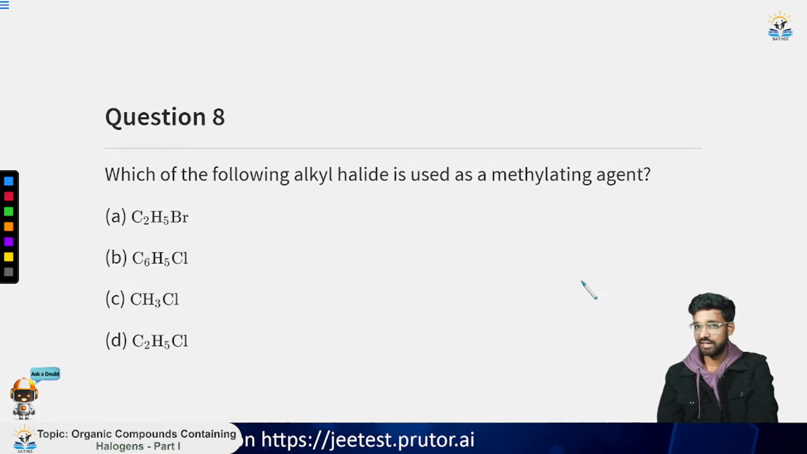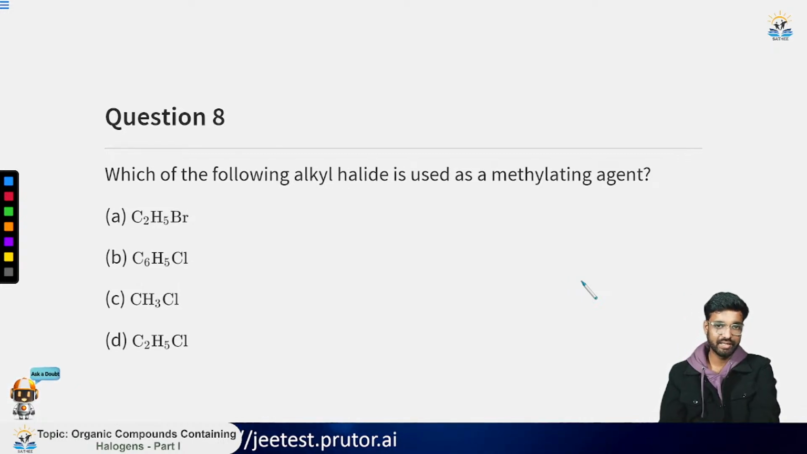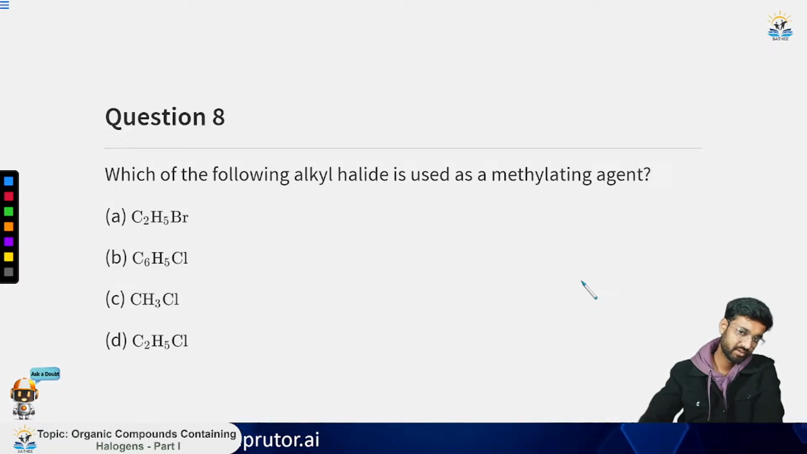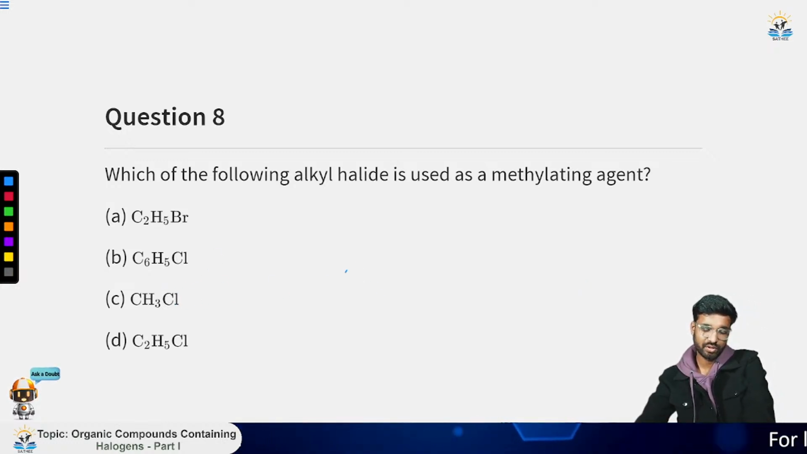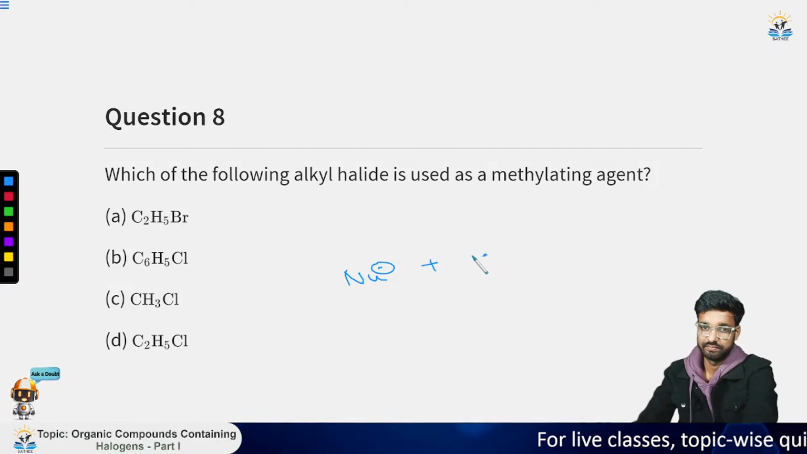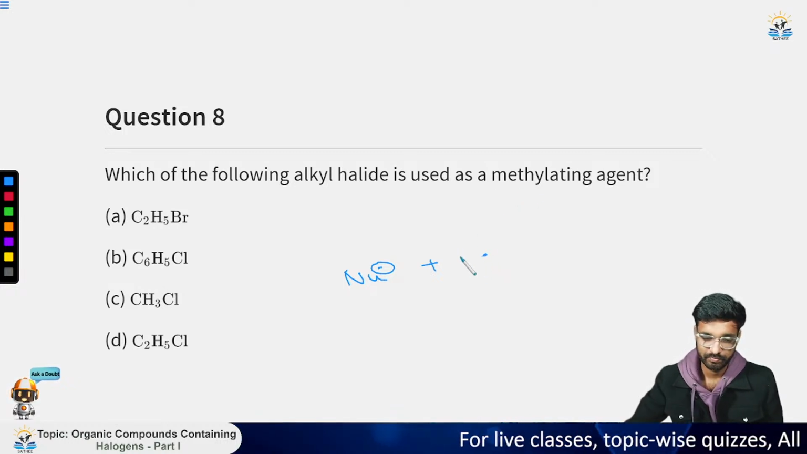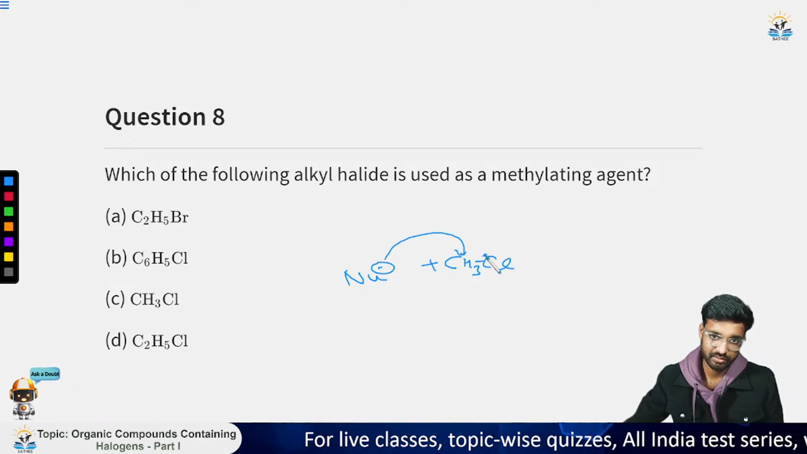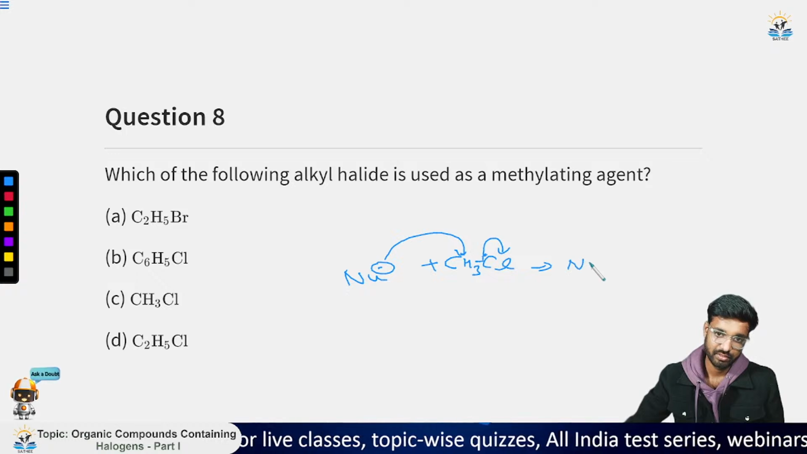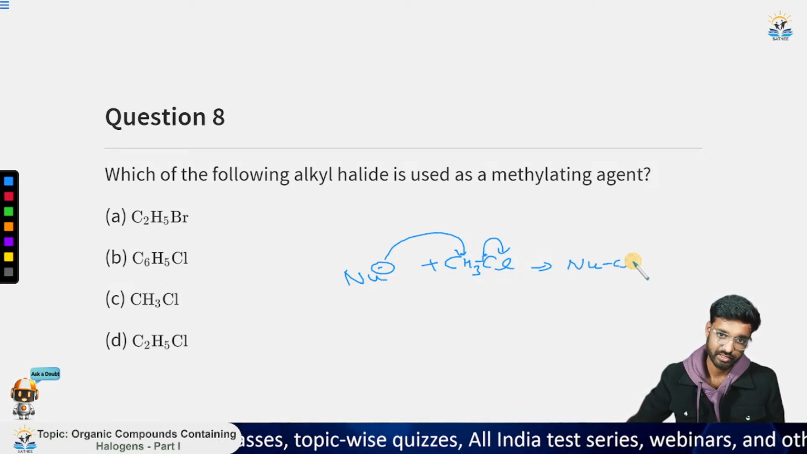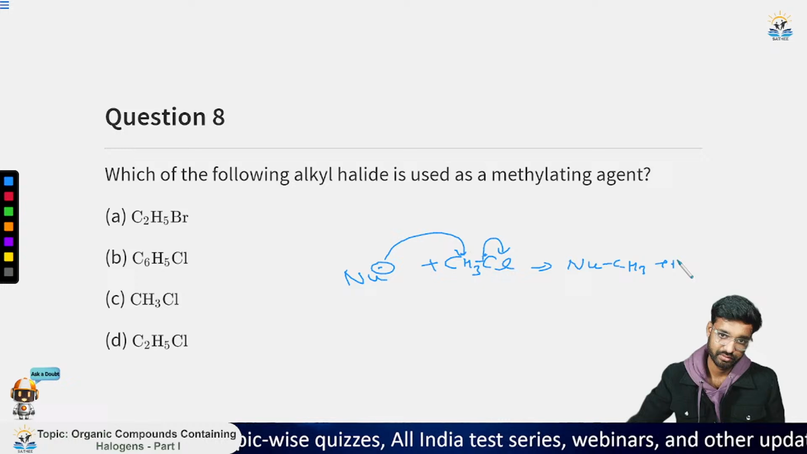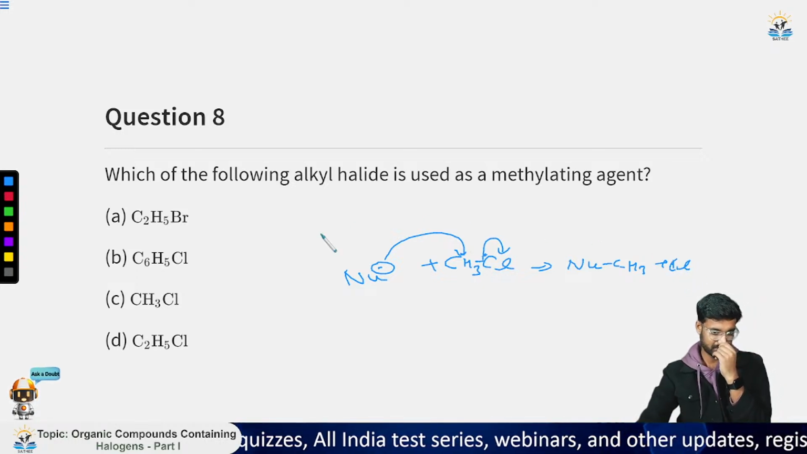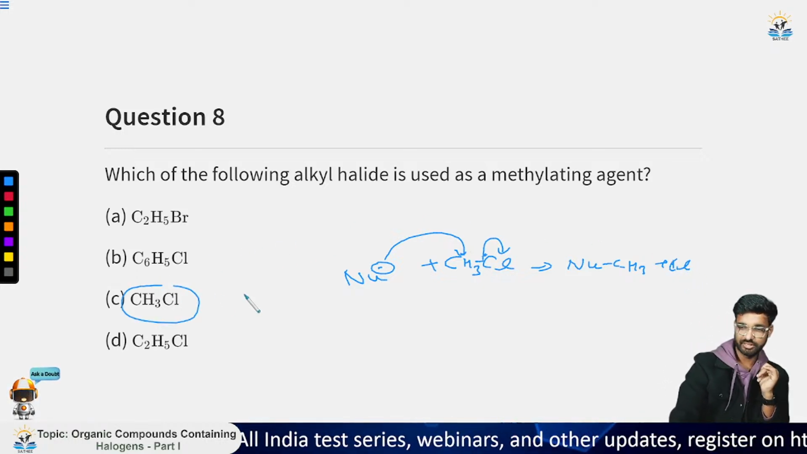Which of the following alkyl halides is used as a methylating agent? Okay, so of course, suppose you have a nucleophile here, and you have to add methyl to it, so this will be the correct methylating agent. This nucleophile attacks this CH3, and this Cl will leave, and you will get Nu-CH3 plus Cl. Okay, so this is the answer. This is the methylating agent.